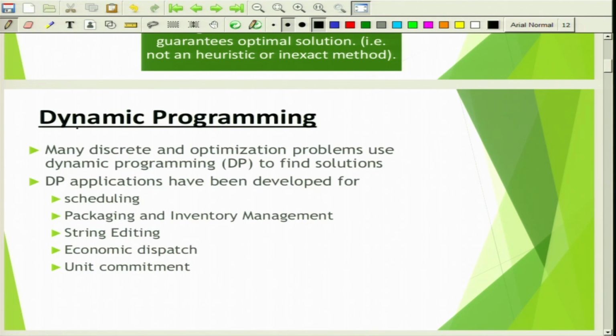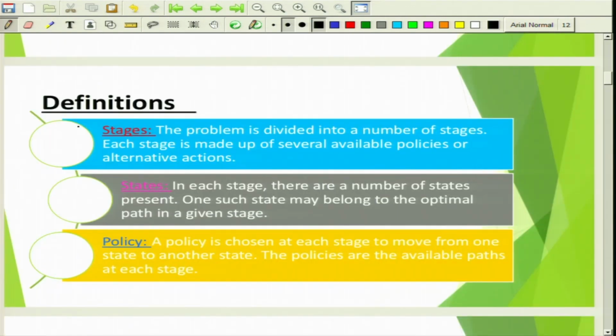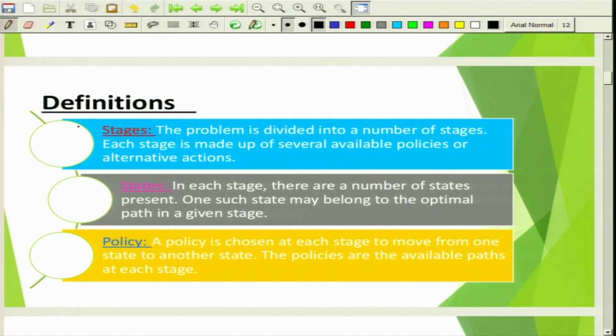So let us try to understand the basic concepts associated with dynamic programming. These three notations or definitions need to be clearly understood to start understanding dynamic programming. The first aspect is stages. The problem is divided into a number of stages. Let us say there is a problem and it is divided into different stages, and each stage is made up of several available policies or alternative actions. Policies are the solutions, the paths to reach a particular stage. Now in each stage we need to have a properly identified optimal state.